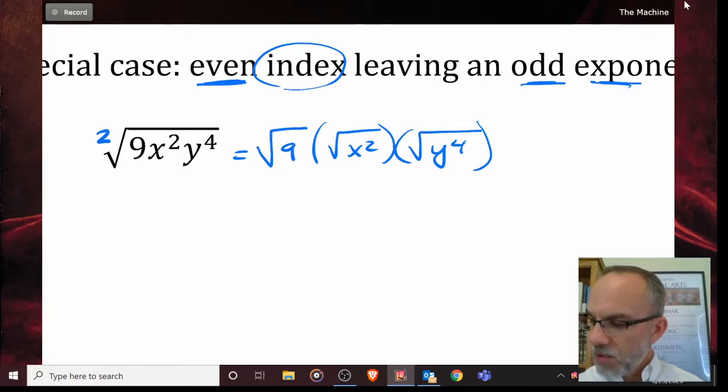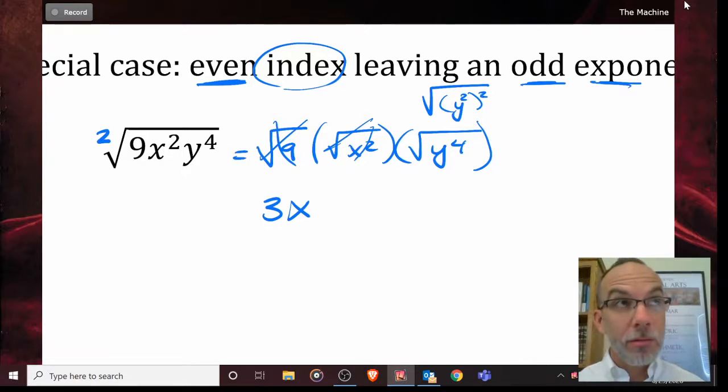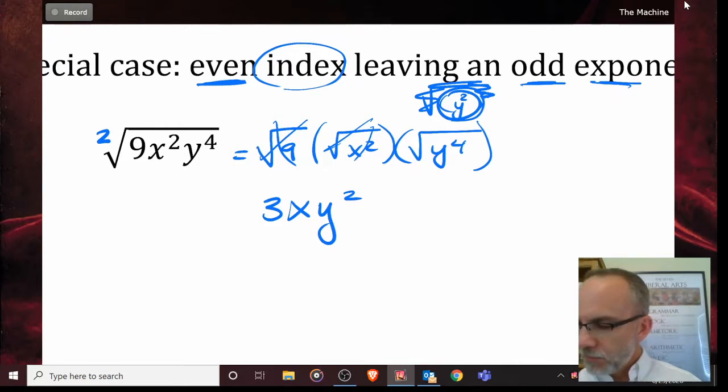and now I can simplify them individually. What's the square root of 9? That's easy, that's 3. Done with that one. What's the square root of x squared? Well, that's easy, that's going to be an x, so now I'm done with that one. What's the square root of y to the 4th? Isn't that equal to the square root of y squared squared? Yes. So when these eliminate and I'm left with just that, it's going to be y squared. There we go.